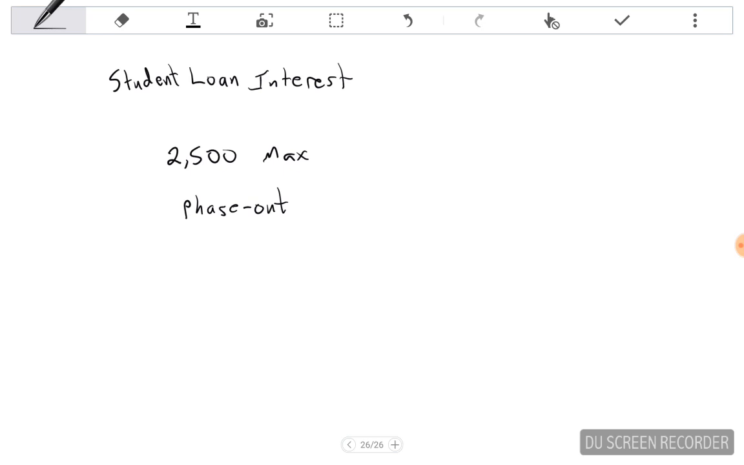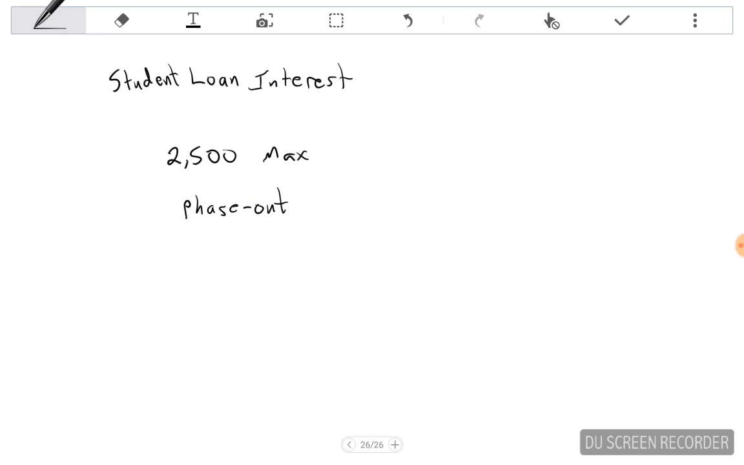Now, just remember that, and I think there's a problem in the homework associated with this, you don't want to include any portion of the debt that went to non-qualified expenses. You don't want to deduct that portion of the interest. Another example is if you had a scholarship, and the scholarship is going to take priority over the student loan.